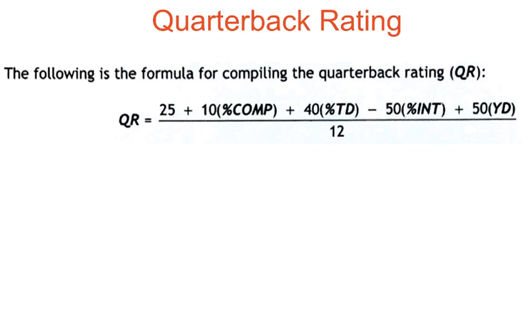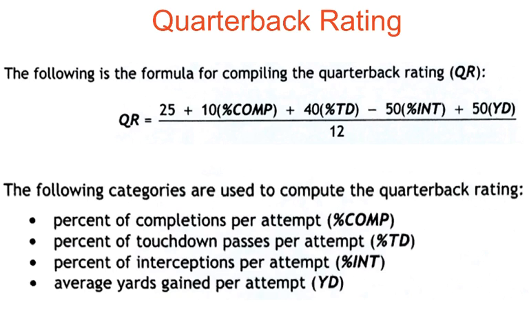And then we have the quarterback rating. The quarterback rating looks fairly complicated, but it's actually not. Percent completions, percent touchdowns, percent interceptions, and then average yards. Those are the variables that we have here. And then notice percent of completions per attempt, percent of touchdowns per attempt, percent of interceptions per attempt, average yards per attempt.